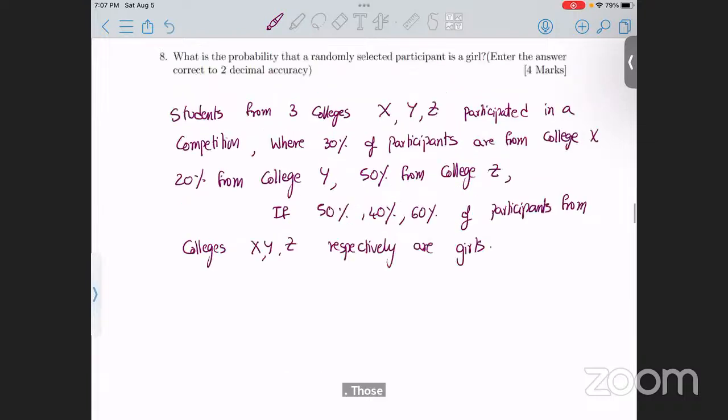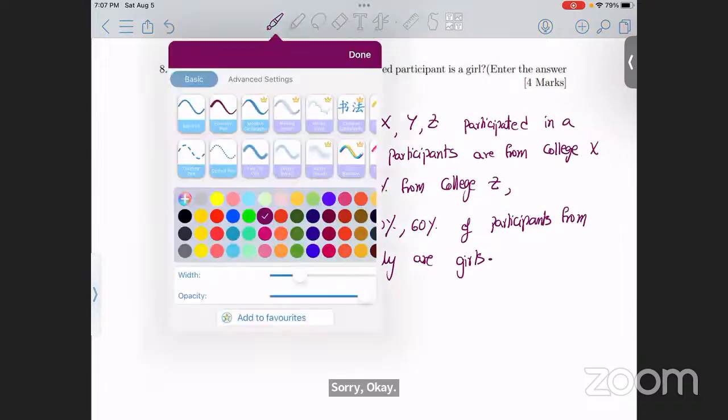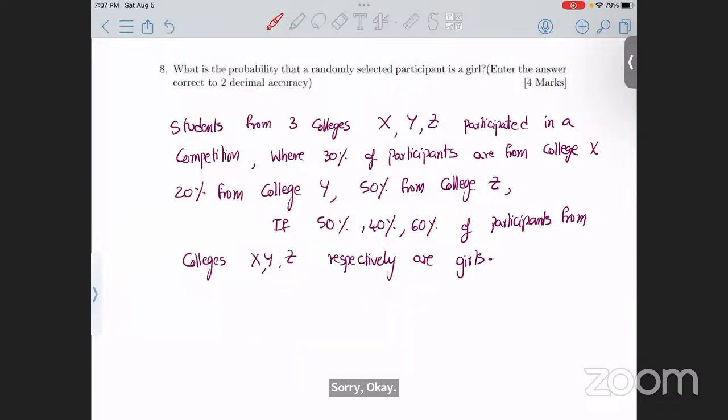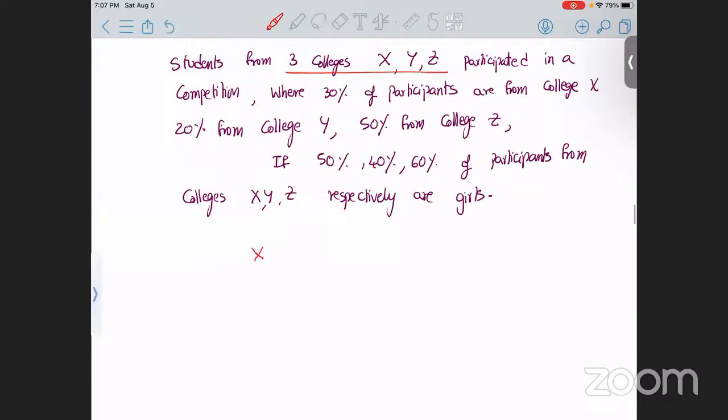No answer to question number 8 and 9. Now we will break this data. First, students from 3 colleges. There are 3 colleges, X, Y, Z.